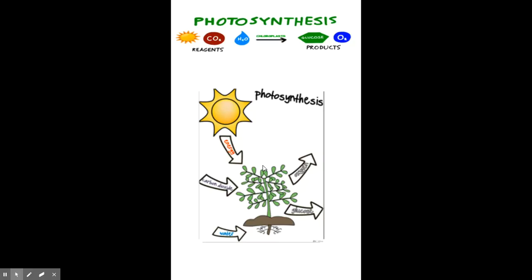The sun obviously speaks for itself. That's the energy that powers photosynthesis. Carbon dioxide comes from the leaves and water from the roots. The oxygen is then given off or stored for respiration later on, and glucose is also either given off or eaten by others or used by the plant itself.